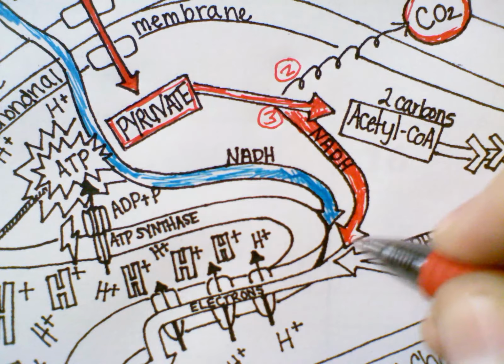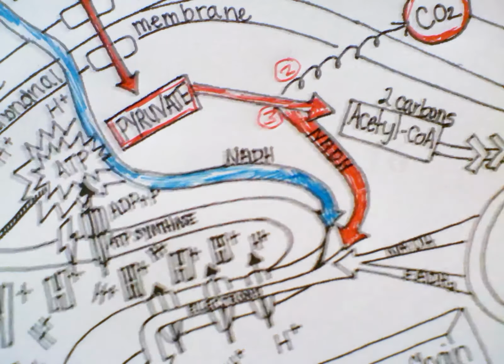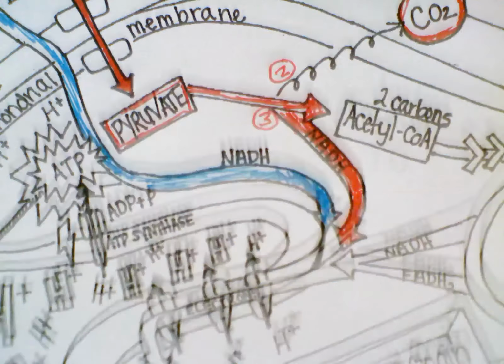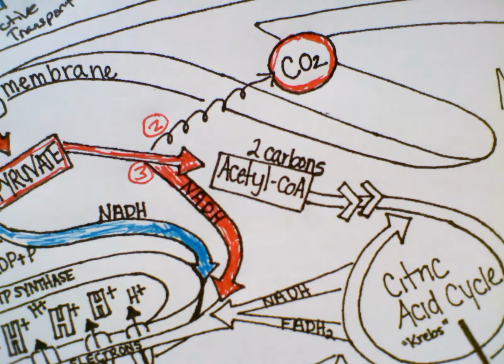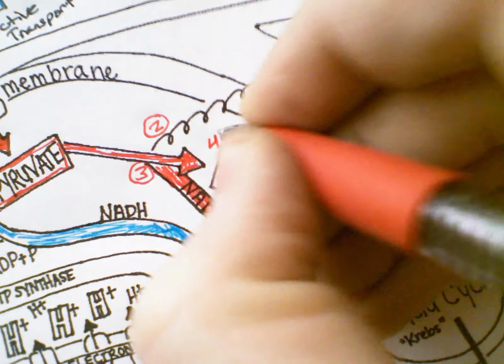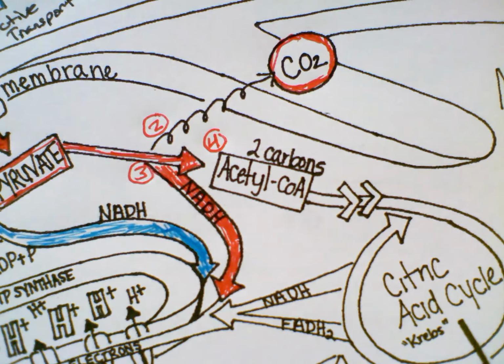Anytime you see NADH entering a pathway, it's taken electrons away from somewhere else and it's transporting them to another place. Okay. Step 3. I guess that was 3. Step 4. This is the last thing that has to happen before it can enter the Krebs cycle.